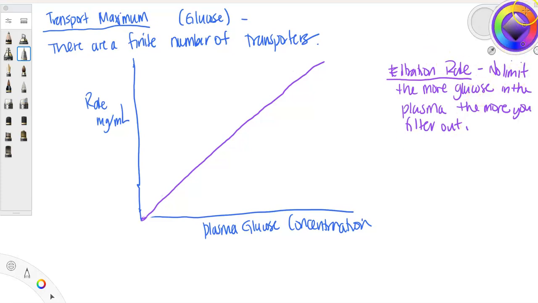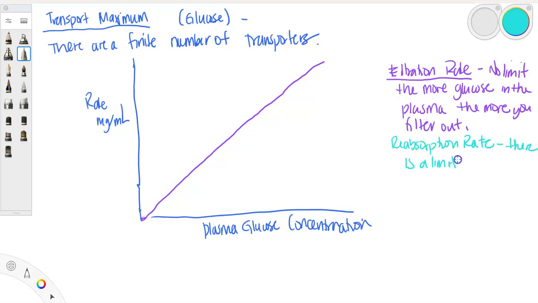Okay, so the next thing we need to look at is reabsorption. So reabsorption rate. Okay. So reabsorption rate, is there a limit? Yes, there is a limit. So there is a limit based on the transporter availability.